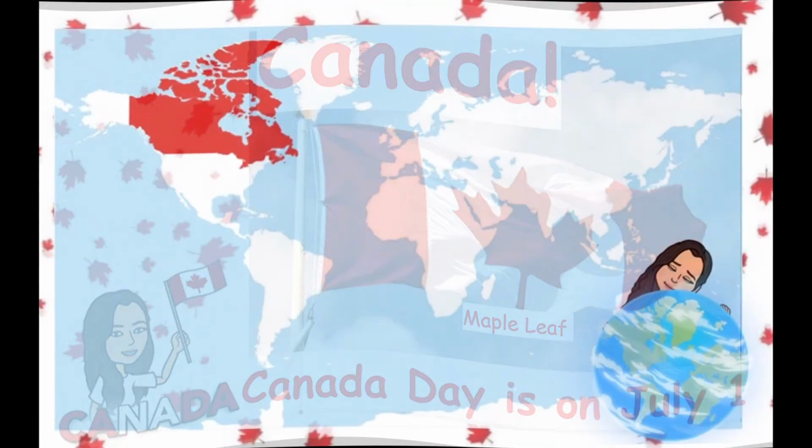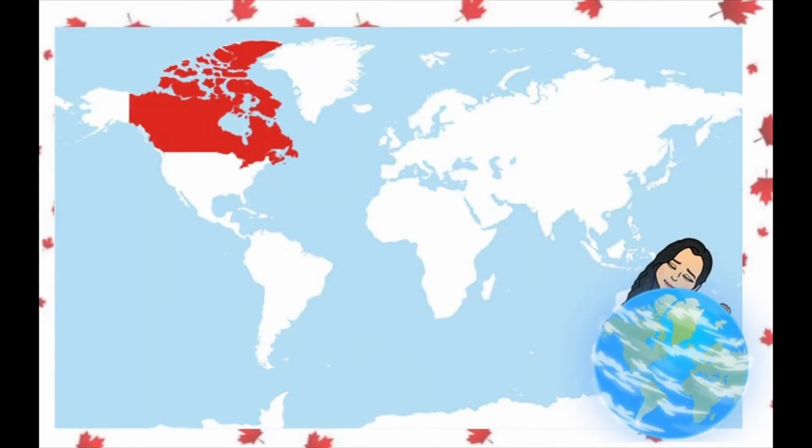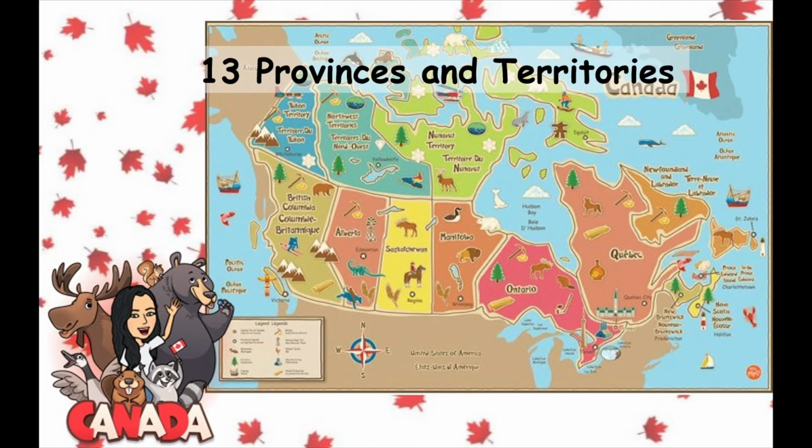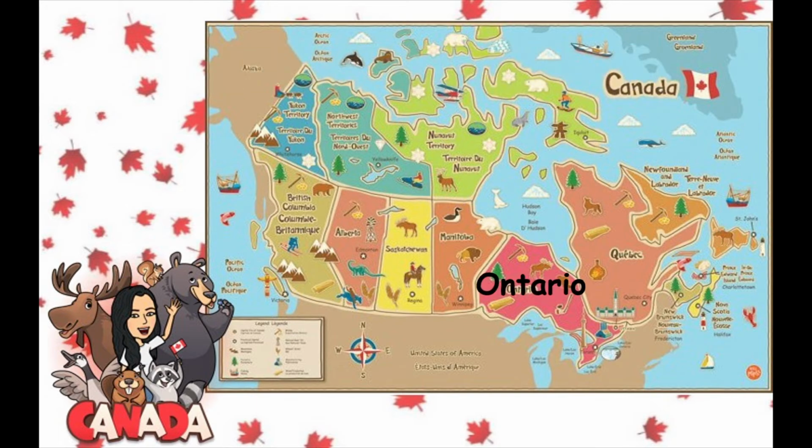Here's a map of our world. The part that's colored in red is Canada. Canada is a very big country. Let's take a closer look at Canada. Here's a map of our country. Our country is divided into 13 sections. They're called provinces and territories. We live in a province called Ontario.